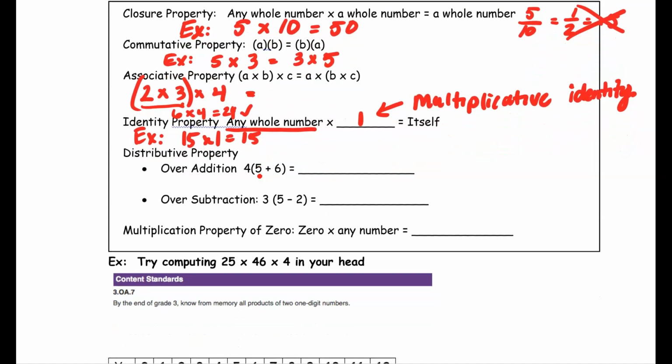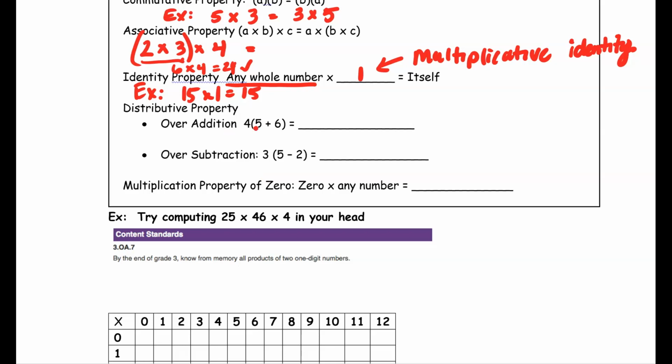Okay, 2 more properties. So we've got distributive property. I'm sure you've seen this one before. Over addition, so when you have addition, or over subtraction. So distributive property just means that you can distribute that number on the outside, meaning 4 times 5, you can write it like this, plus 4 times 6, or 3 times 5 minus 3 times 2, and let's see if it works. So if we do the problem the way it's written in the beginning, we have to do the parentheses first. So that would be 5 and 6 is 11 times 4, we end up getting 44. If we do it with the distributive property, you end up getting 4 times 5 is 20, and 4 times 6 is 24.